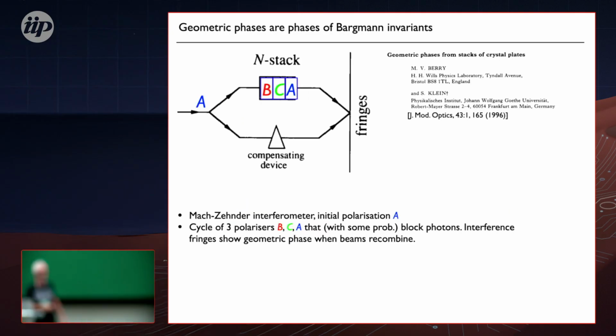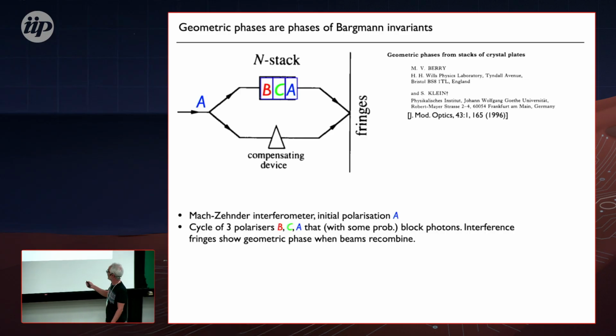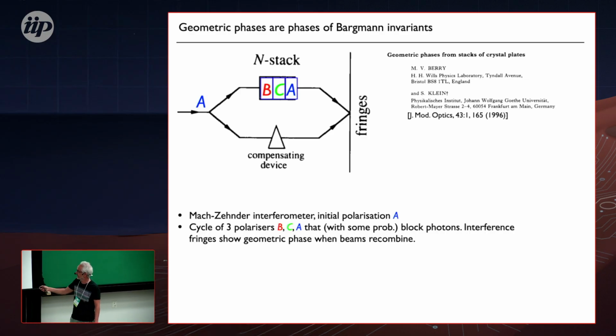And this is a place where these invariants appear. It's a very simple setup. It's a geometric phase experiment, okay? So you have a Mach-Zehnder interferometer. This photon with polarization A goes in a superposition of the two arms of the interferometer. And in only this arm, you put some polarizers that project onto polarization states B, C, and A. And in the other arm, you don't do anything. This compensating device is just because some photons will be absorbed here. So you want to absorb photons here so that you can better see the interference fringe that appears, okay?